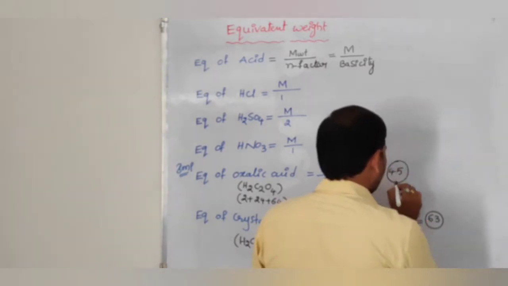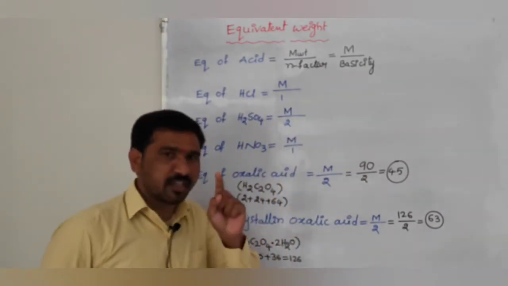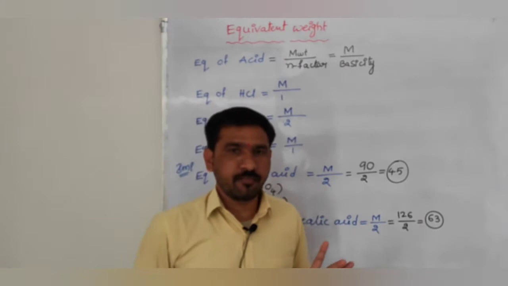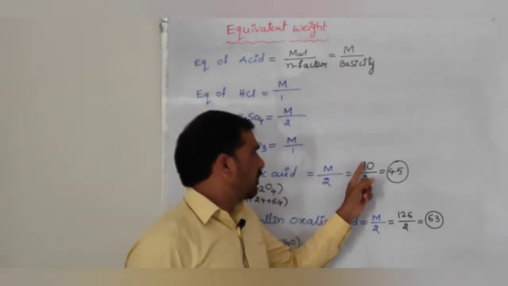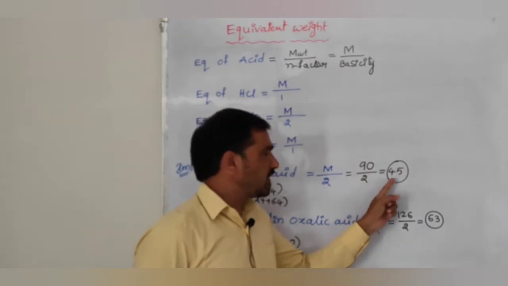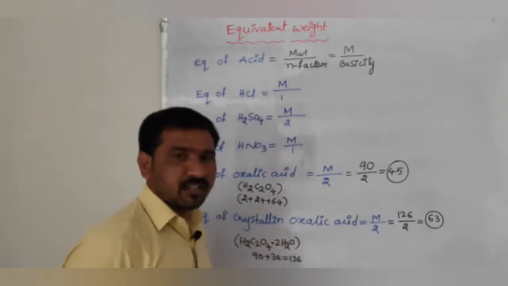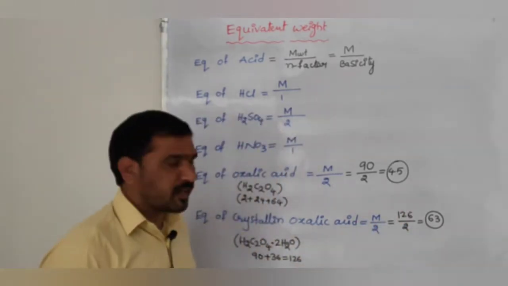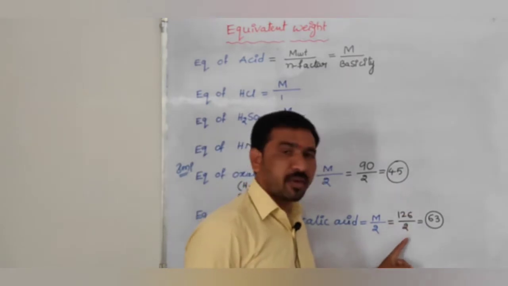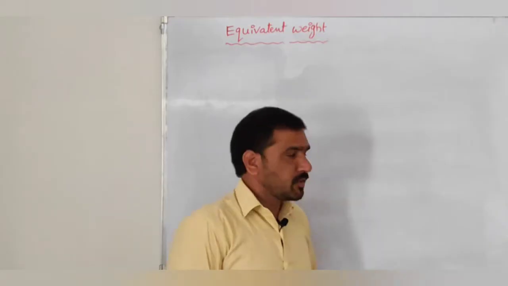So that is the difference between these two. Very, very important, beta. Based on the question, read carefully and attempt correctly. So once again, equivalent weight of oxalic acid: molecular mass 90 divided by 2 results in 45 grams. But for crystalline oxalic acid, the molecular mass is 126 because 2 moles of water molecules are added here. 126 divided by n factor 2 is equal to 63 grams. Is it clear? Examples.